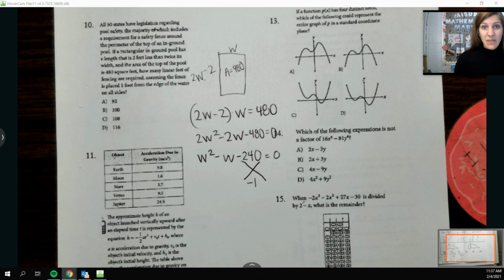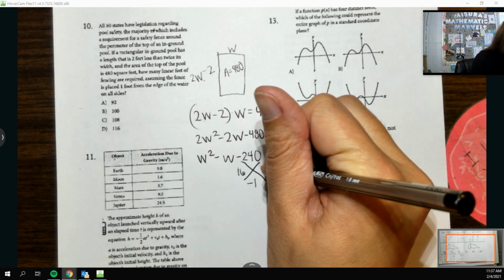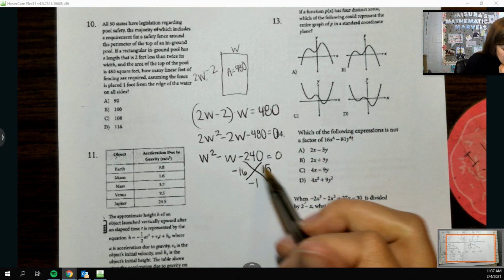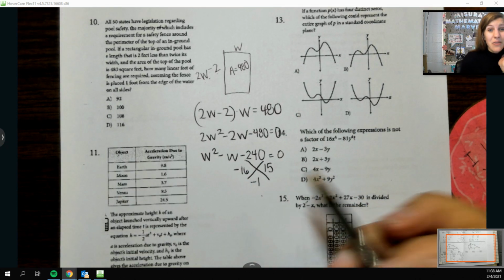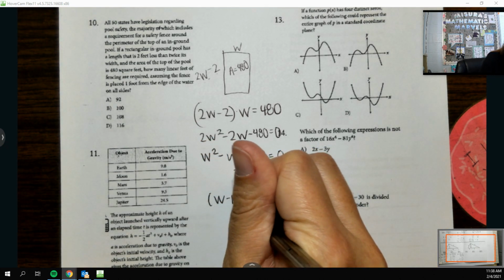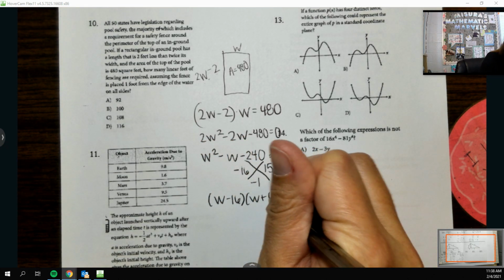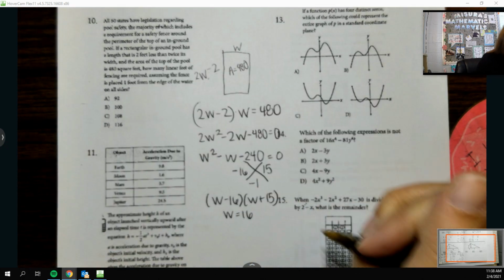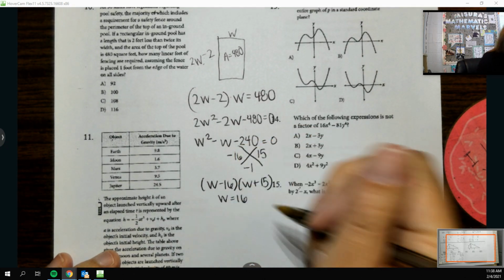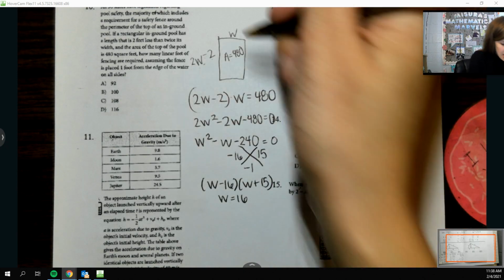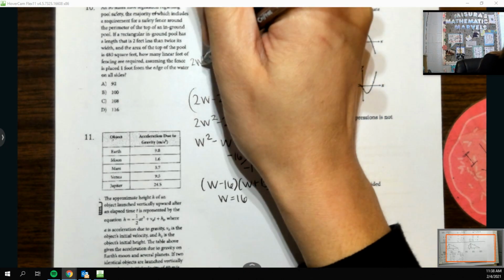16 and 15. 16 times 15 is 240. If I make this 16 negative, it'll still be negative 240, and it'll give me the negative 1 that I need. Yes. So we'll have W minus 16, W plus 15, which means that my two answers are 16 and negative 15, which probably doesn't make sense because we're dealing with real life things. It can't have a negative width. So the width here is 16.